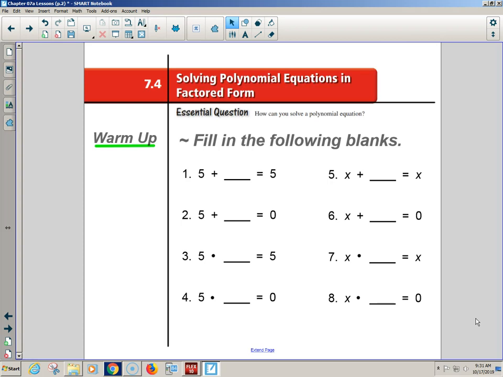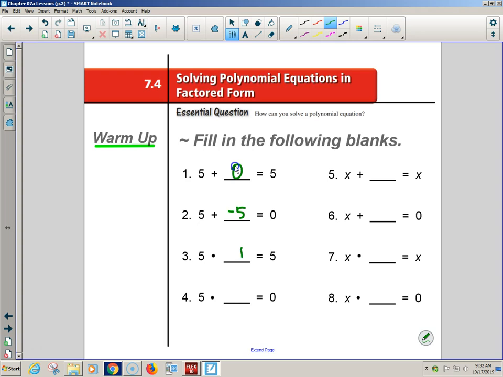Kiddos, I have a question. What plus 5 makes 5? 0. That's easy. Okay, 5 plus what is 0? Negative 5. So 5 times what is 5? 1. And 5 times what is 0? 0. So we know our math facts, at least these kind, really fast, right?